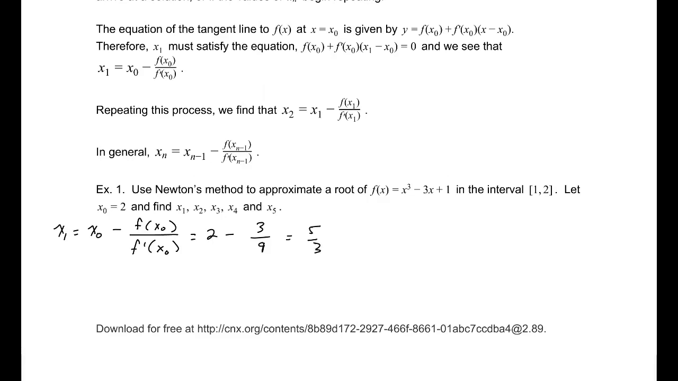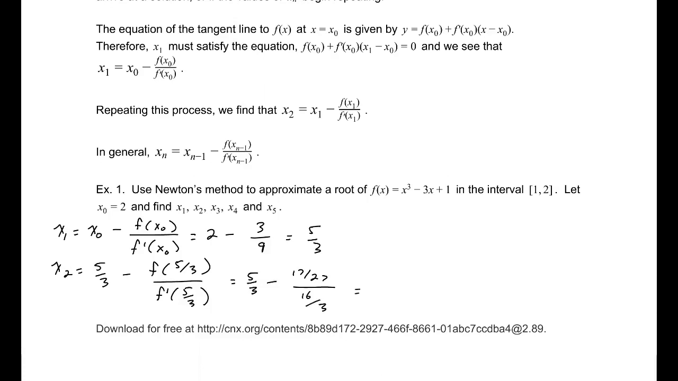Okay, next, x2. Go ahead and plug in the things I know here. That'll be 5/3 minus f of 5/3 divided by f prime of 5/3. Alright, f of 5/3 is 17/27. And then we'll find f prime of 5/3, which is 16/3.